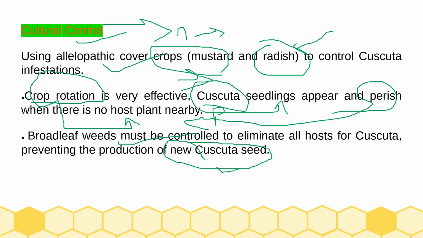Whatever methods we deploy should be able to reduce the weed seed or Cuscuta seed bank in the soil. Either we go for crop rotation, or allelopathic crops, or we reduce the broad-leaved weeds present on the land. By this you reduce the production of new Cuscuta seed. The main target is to reduce the present seed bank of Cuscuta and to not intensify the production of new Cuscuta seed.